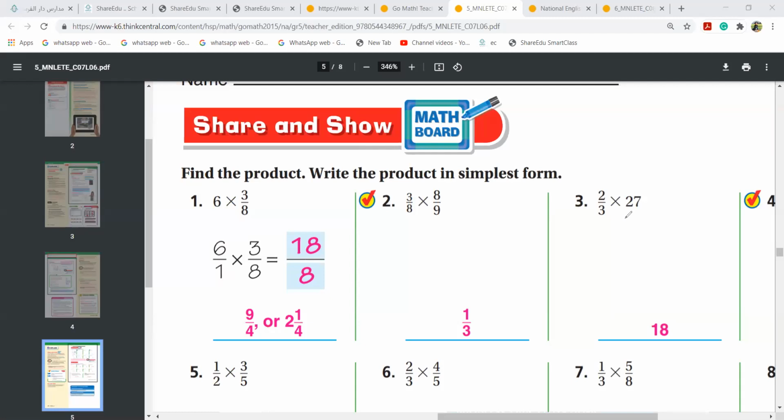2 27, simple. You need to put 1 here. You need to know that 2 times 27 is 54 and 3. And then you need to divide. So you get 18. Understood? Yes, I finished.